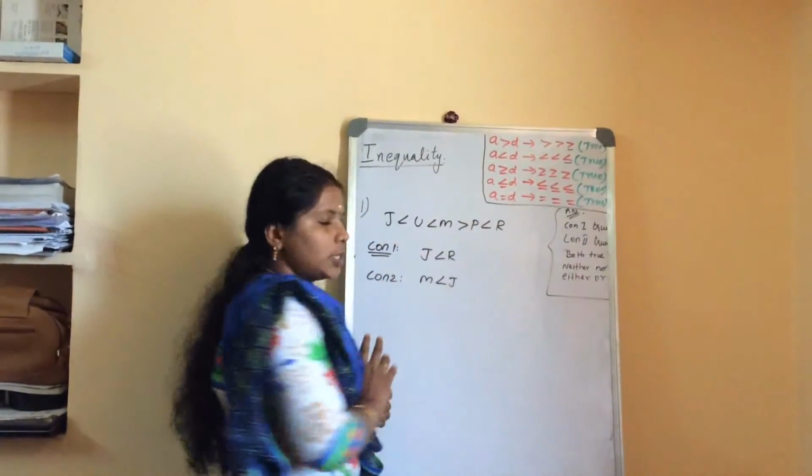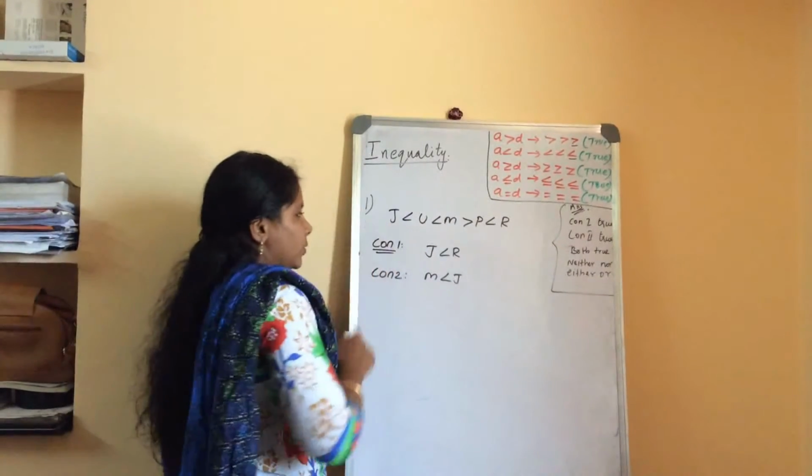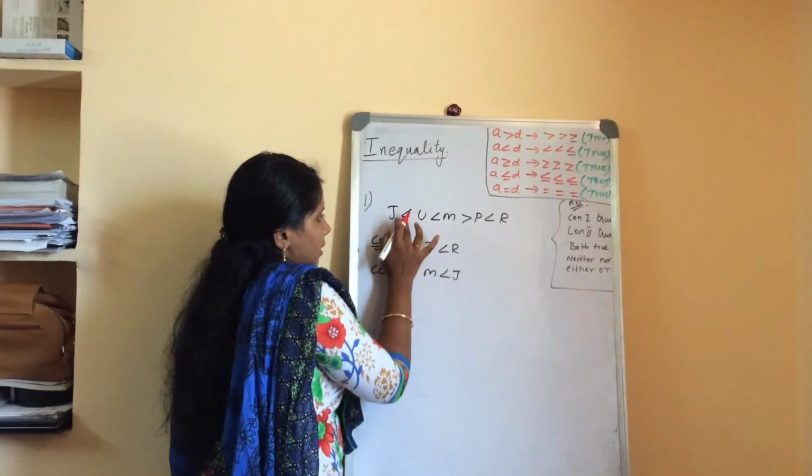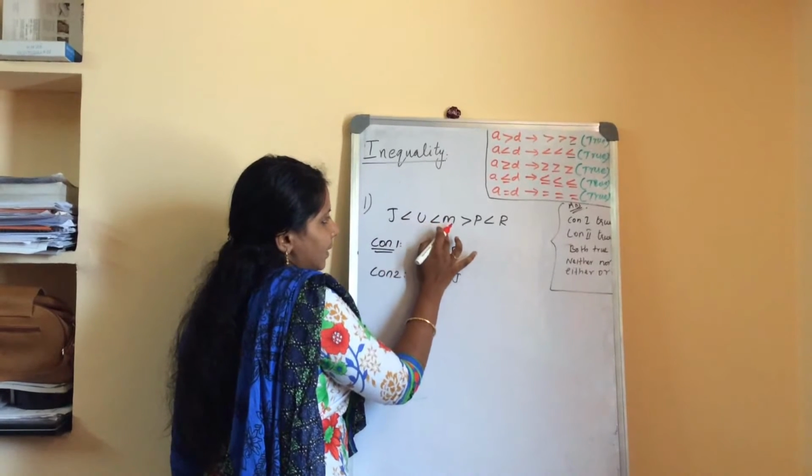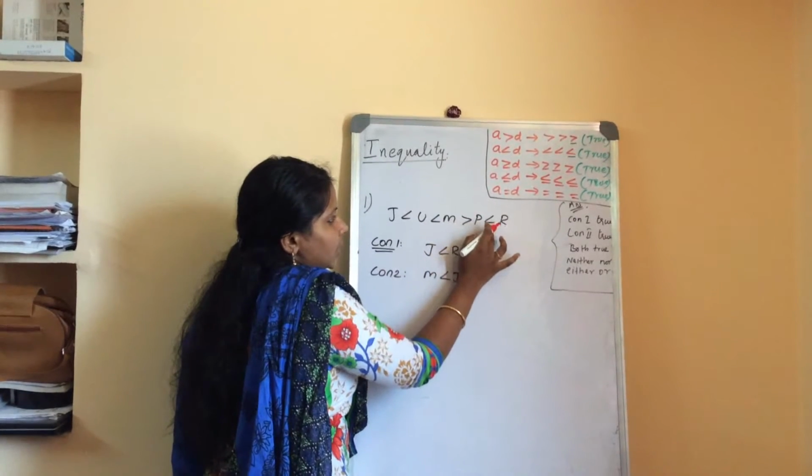Okay, let's go to this first one. First question, if you see, J less than U less than M greater than P less than R.